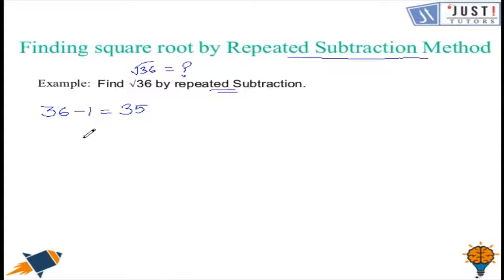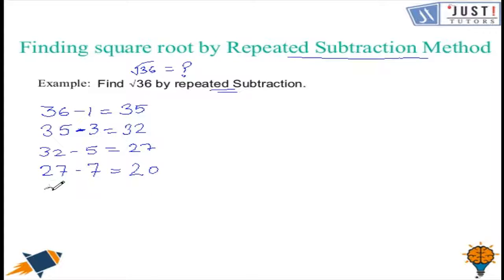1 is an odd number. Now 35 take away, what could be the odd number after 1? Yes, it is 3. So take away 3 will give us 32. Repeating these steps, 32 take away 5 is 27. 27 take away 7 is 20. 20 take away 9 is 11. 11 take away 11 is 0. We have to pursue these steps until we get 0. Once we get 0, it means we are done with our calculation.